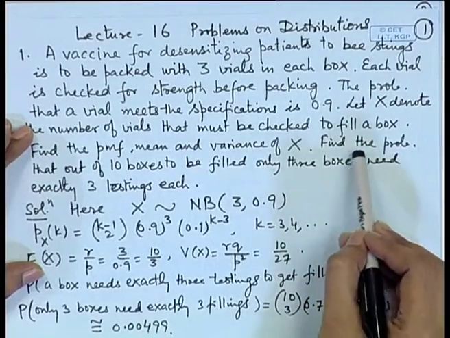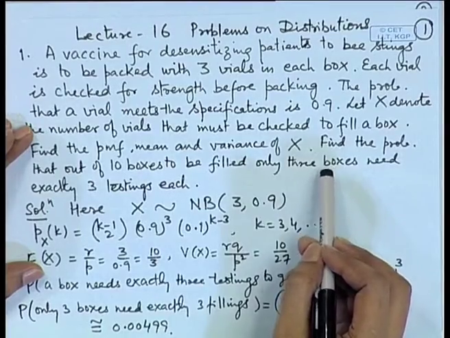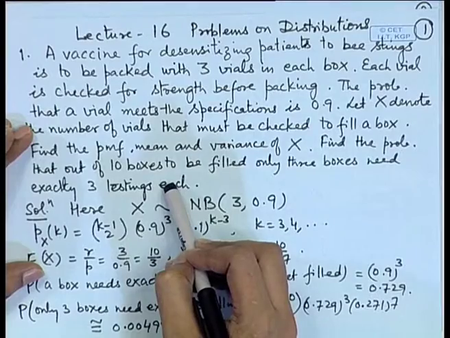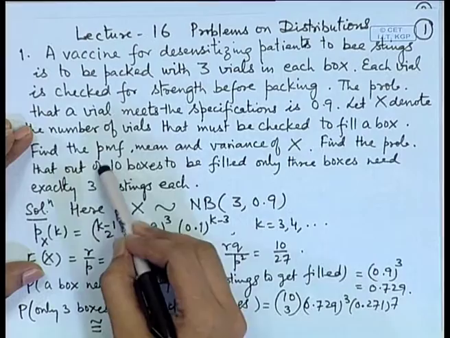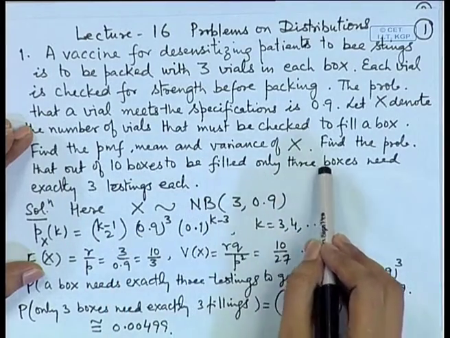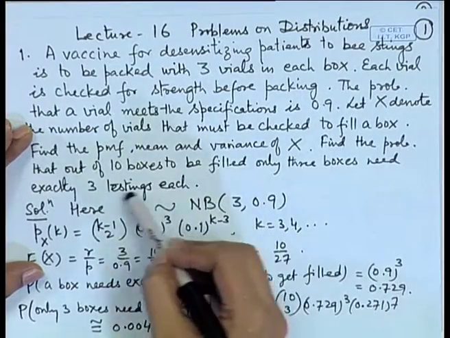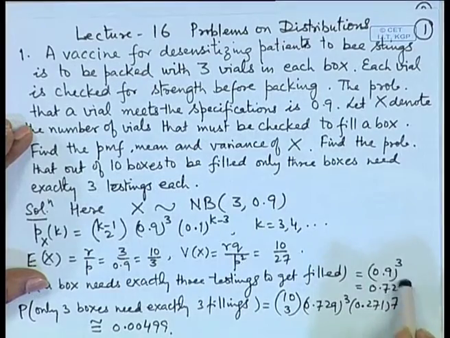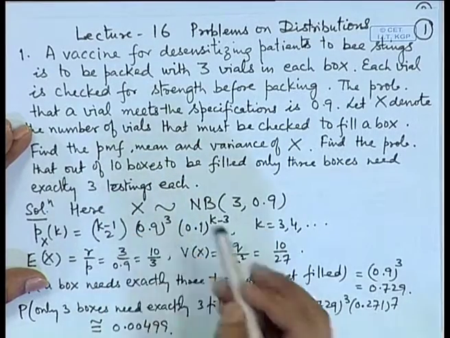Now, the second part of this problem is that each box may need exactly 3 testings or it may not. So, if the total number of boxes is 10, a particular box may need 3 testings or may not need 3 testings. So, it again becomes like a Bernoullian trial with probability of success p equal to 0.9 cube, that is 0.729. So, out of 10 boxes, 3 boxes will need 3 testings.